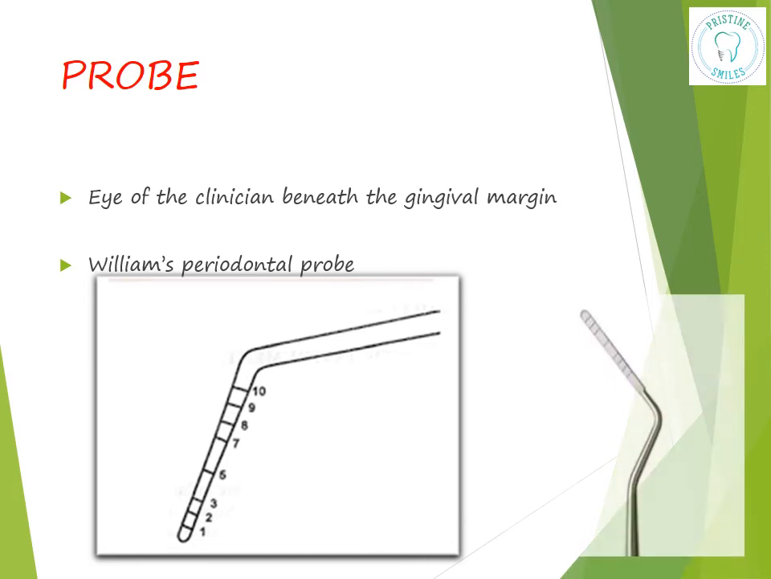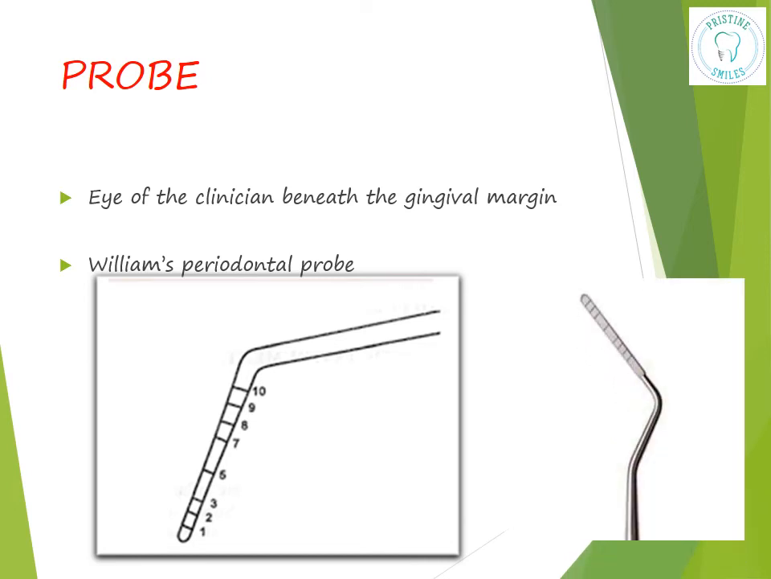This is a Goldman-Fox probe. It is similar to the Williams probe, but it has a flat working end. There are various other types of probes available. Here we have the CPITN probe. It has markings at 3.5, 5.5, 8.5 and 11.5 with a 0.5 mm ball at the end. There is color coding present between 3.5 to 5.5 and 8.5 to 11.5. The ball end goes easy on the gingival connective tissue, and so this probe is used for screening purposes.